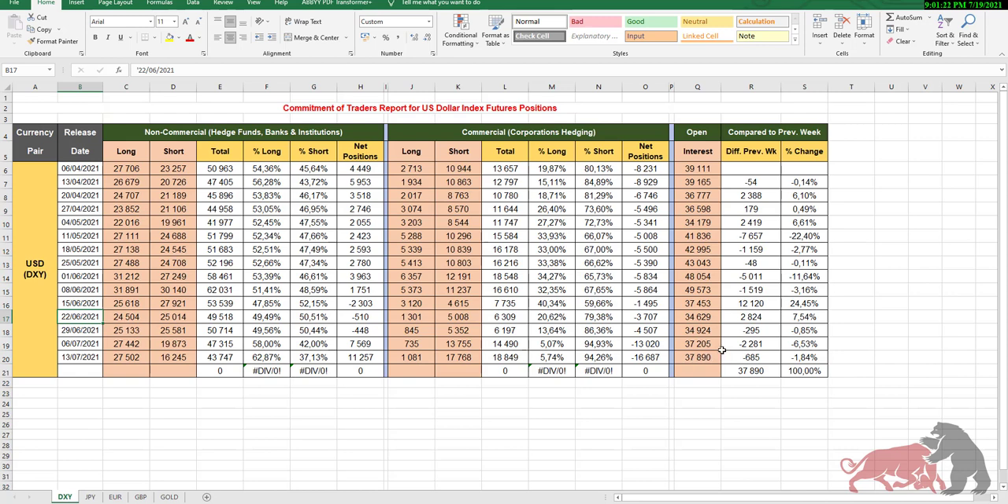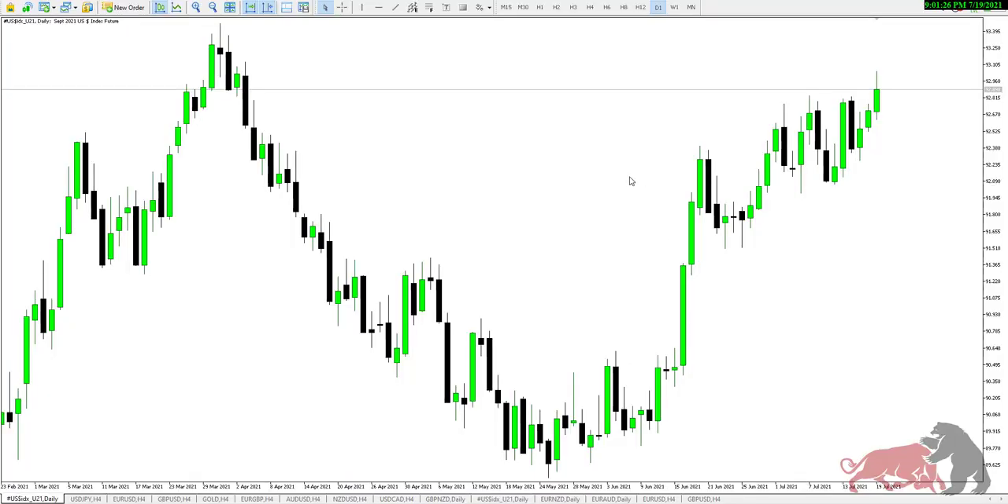Now when we look at previous weeks' open interest, it didn't move much. So what does that mean? It didn't move much. That means don't expect the dollar to move rapidly in this current week or so.